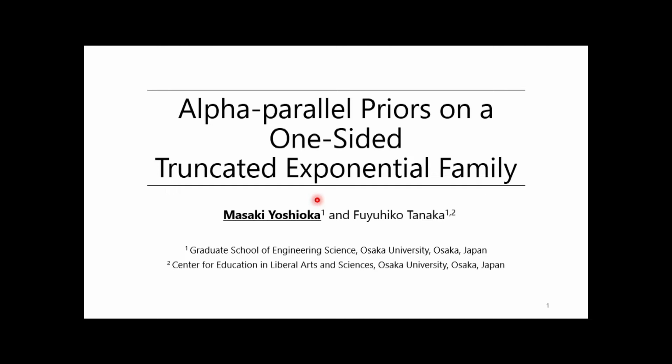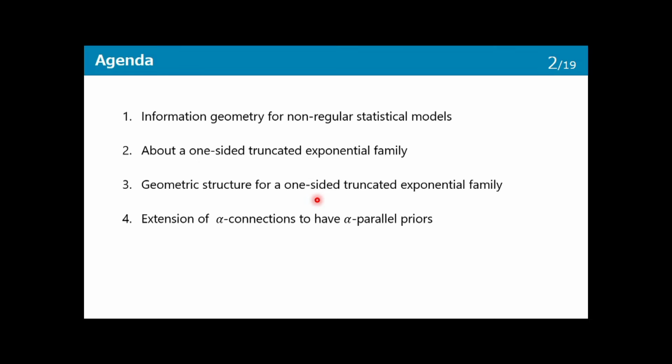Today, I'd like to talk about information geometry for a kind of non-regular statistical model. Here is my outline. First, I introduce a non-regular statistical model called the one-sided truncated exponential family. This one. After that, I'll give a geometric structure for that statistical model.